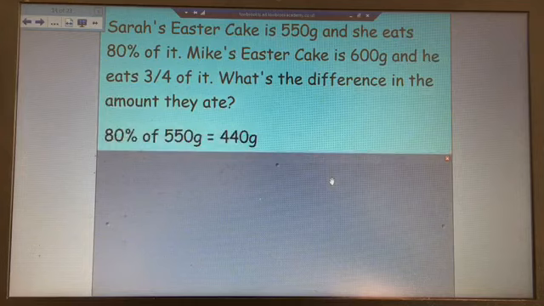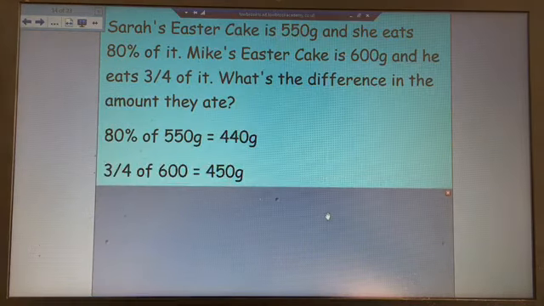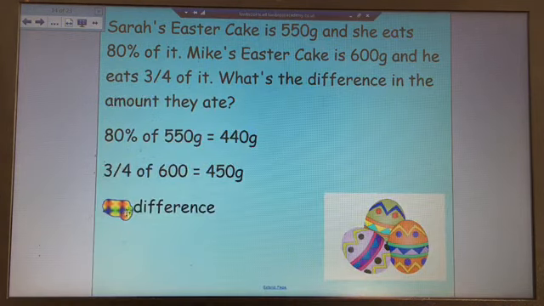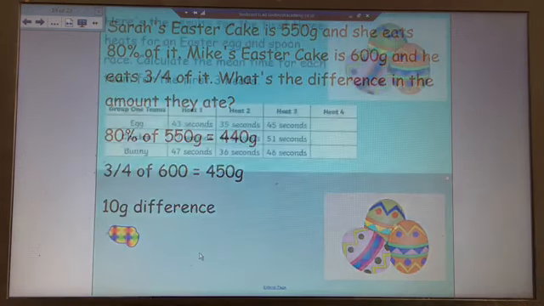So 80% of 550 is 440 grams. And 3/4 of 600 is 450 grams. Therefore, it is a 10 gram difference in the amount they ate.